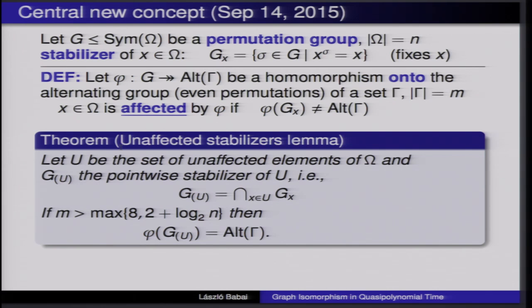And then here is the result. Here is the central group theory result which is at the heart of the entire algorithm, and I call that the unaffected stabilizer lemma. If we look at the set U of all unaffected elements of omega, those for which the stabilizer still maps onto the entire alternating group on gamma, I look at the pointwise stabilizer of this set. G sub parenthesis U denotes the pointwise stabilizer of that set. So it is the intersection of the stabilizers of all unaffected points. And if m is not too small, well, never mind this number 8, but if it is greater than 2 plus base 2 logarithm of n, then even the intersection of these stabilizers still maps onto the entire alternating group. That is the result.